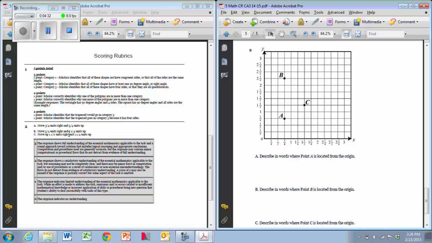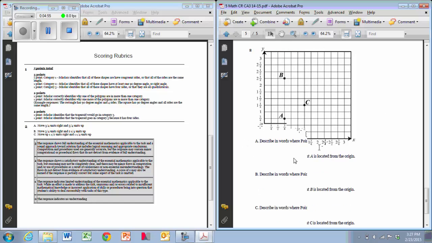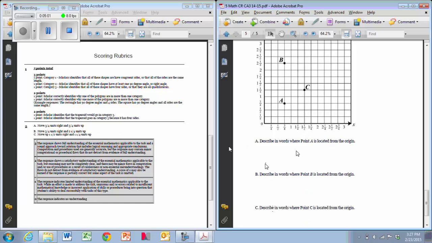Point A, you'll see, is located 3/4 of a unit to the right from the origin and 3/4 of a unit up. They do not have to specifically mention the x-axis or the y-axis. They simply have to write right and up, or left or down. They receive 1 point for correctly locating point A, 1 point for point B, and 1 point for point C, and you'll see that the rubric has what those units should be on it, and so does the exemplar response.